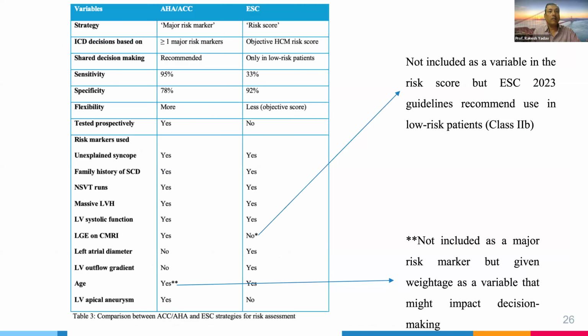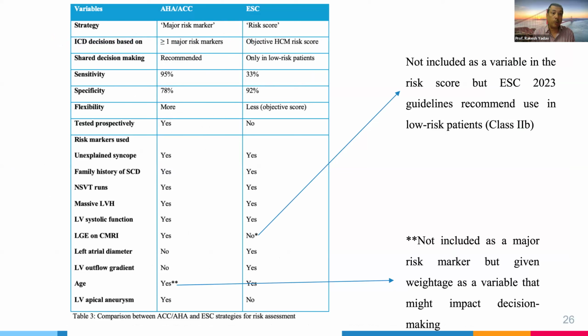So this is a difference between the American and the European. Americans believe in major risk markers, Europeans believe in risk scores, which should be calculated. It is absolutely an objective thing. ICD decision is based on more than one major risk, more than the HCM risk score. Shared decision making is recommended in the American guideline, but it is only recommended in low risk patients. Sensitivity in American is very high, but specificity of European is very high, it is 92%.